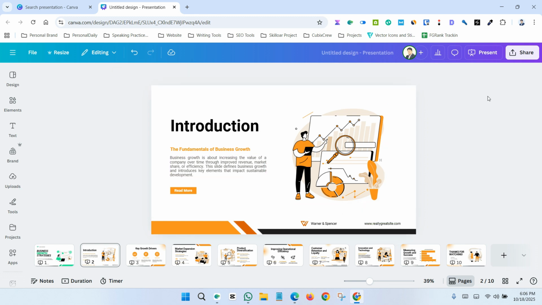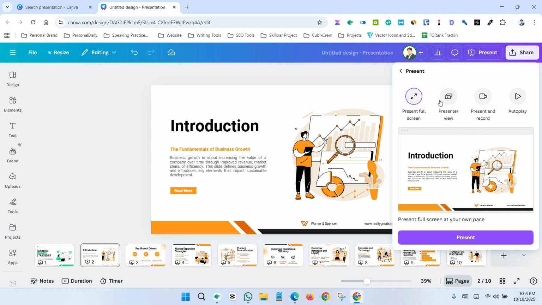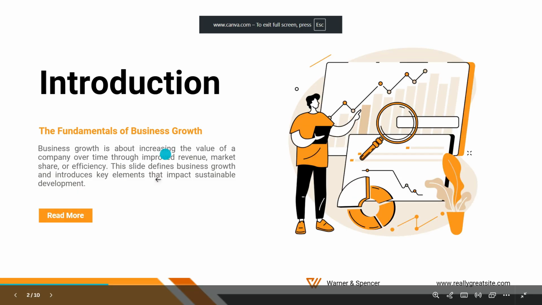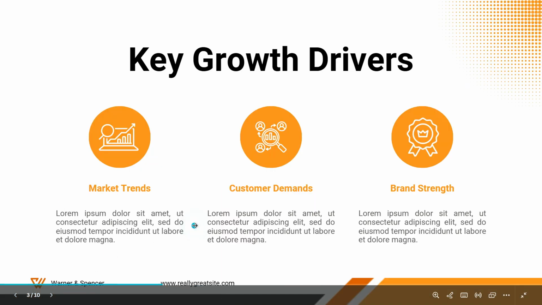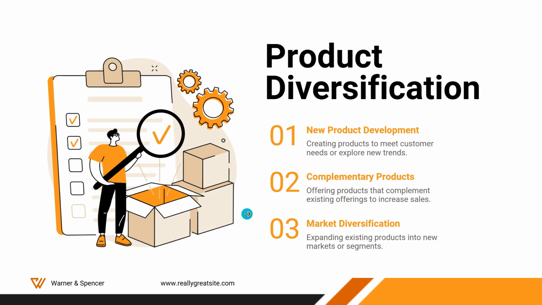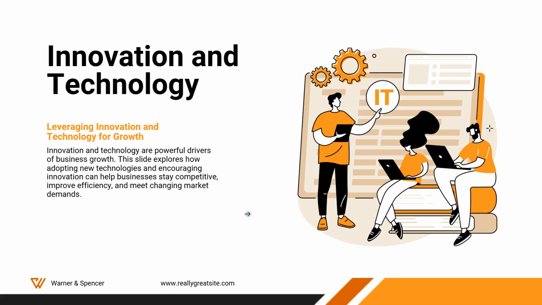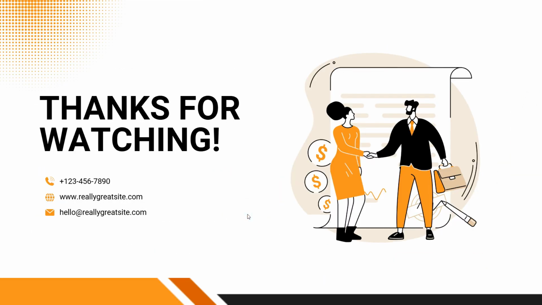Once everything is done, you can just click the presentation button to present it. Present full screen. Click here and click presentation, and now your presentation is almost ready. Just click here to see each slide one by one. So if you need to change anything, you can make the adjustment very easily.